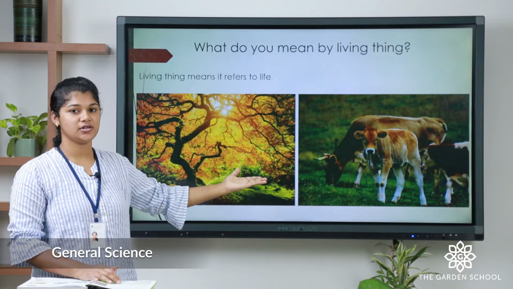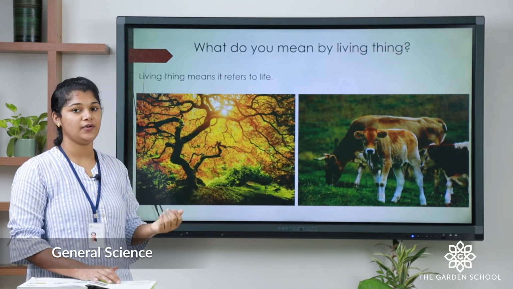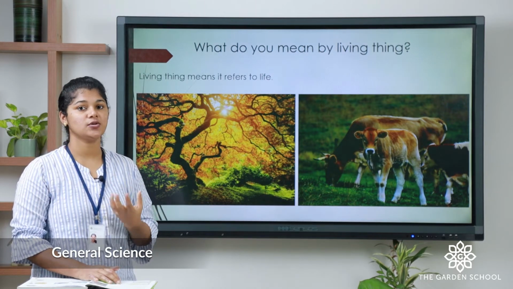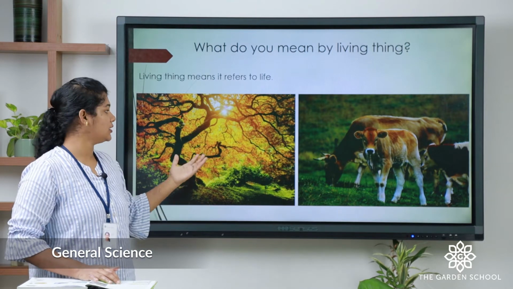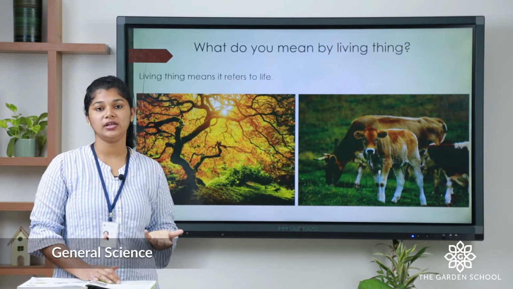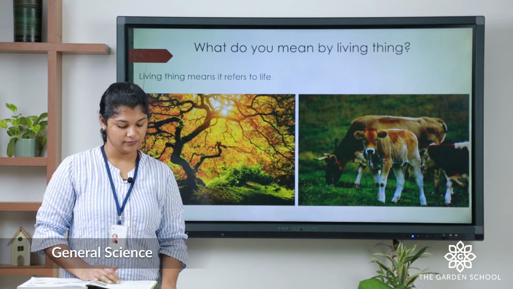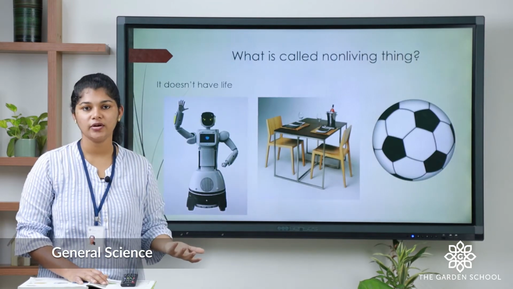And in the other picture you can see the cow and the calf. They are eating their food. So they are doing some action. So they have life. You can understand from this picture that a thing that has life is called a living thing.